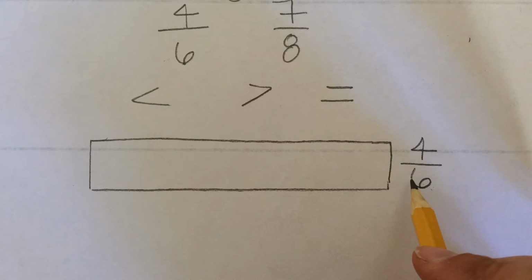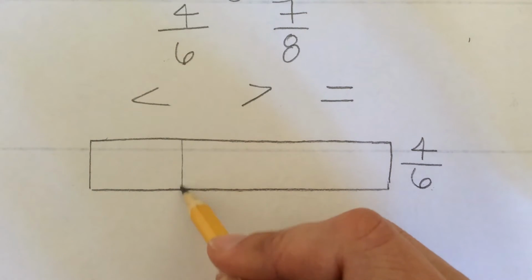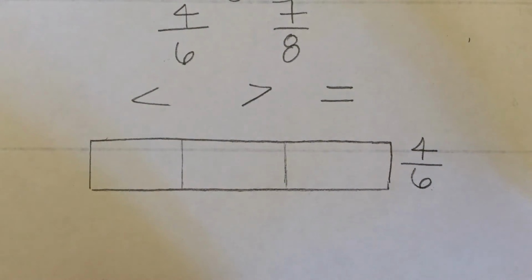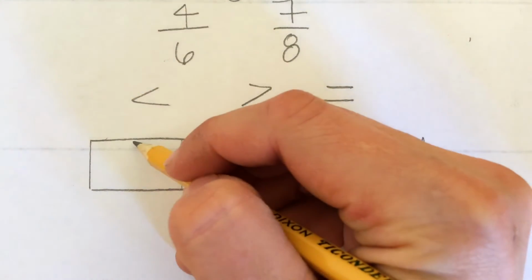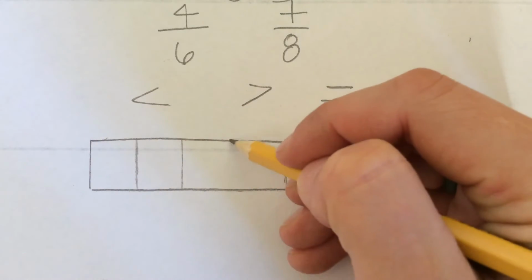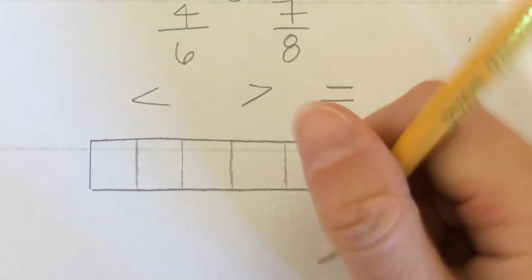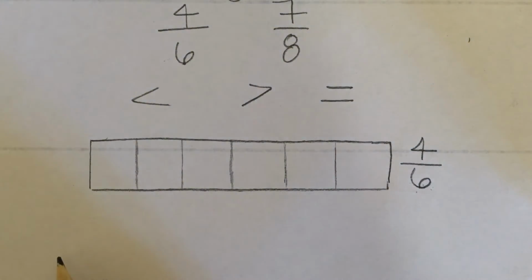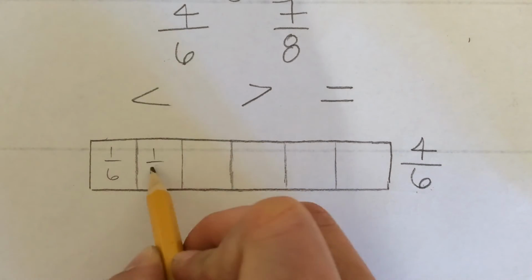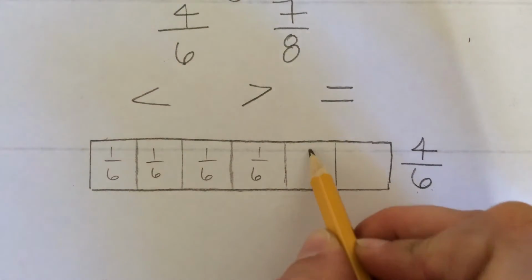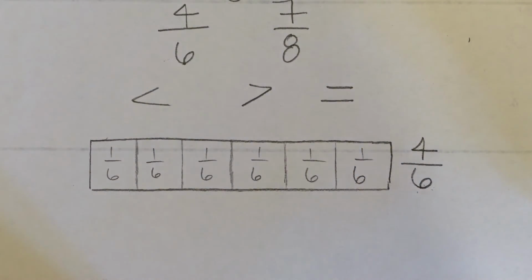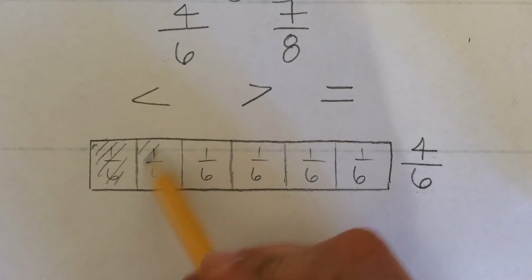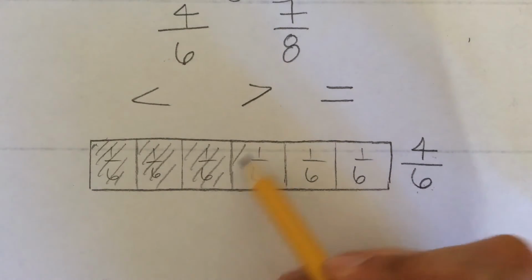And I know that 3 times 2 is 6, so I'm going to start off with 3. Breaking this into 1, 2, 3 equal pieces. And then to get to the 6, I'm just going to divide it down the middle. And just because we're good students, we're also going to write in the unit fraction. So that's 1/6, 1/6, 1/6, 1/6, 1/6, and 1/6. And we look at that numerator 4, so we shade in 1/6, 2/6, 3/6, 4/6.